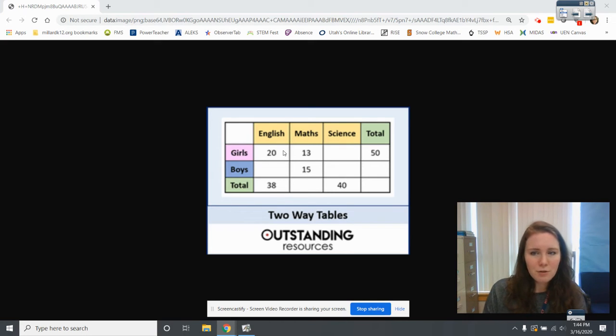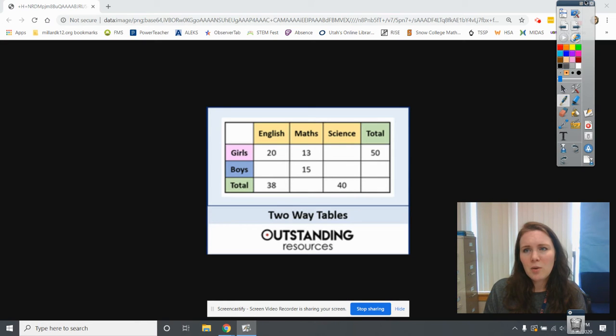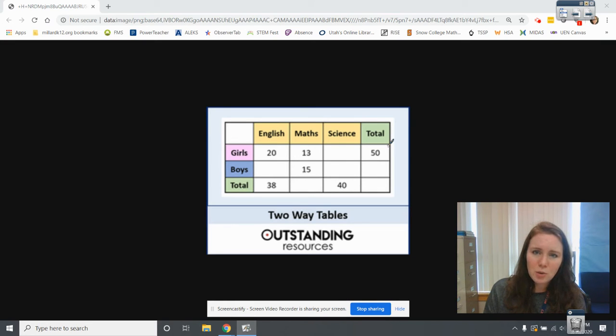So our first box is already filled in. There are 20 girls who chose English as their favorite subject. There are 13 girls who chose math as their favorite subject. And there are blank, we don't know how many girls who chose science as their subject. Then there are a total of 50 girls. We need to do a little bit of math to figure out how many girls chose science as their favorite subject. And the way we're going to do that is we have a total of 50.